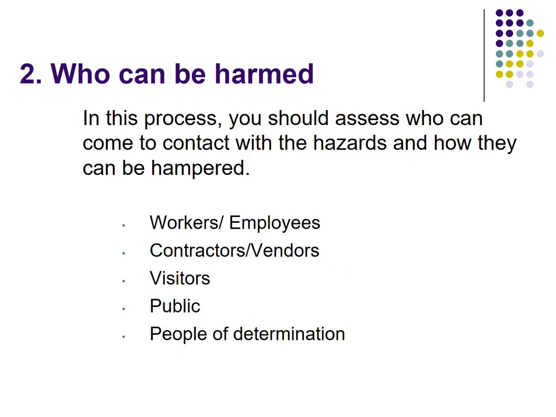Number 2, who can be harmed? Okay, after you identify the hazard, another thing you have to note down is who can be harmed. In this process, you should assess who can come into contact with the hazard and how they can be harmed. Who can come into contact with the hazard in the workplace? The worker, employee, contractor, vendor, visitor, public, and people of the determinations. They can come into contact with the hazard and can be harmed. You have to note who can be harmed. The particulars may be employee, contractor, vendor, or other people.